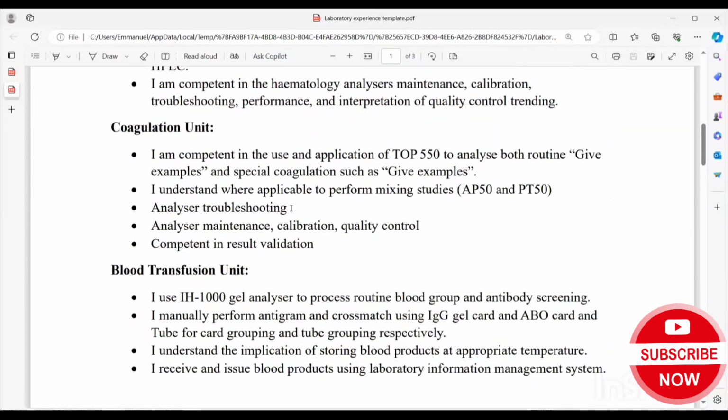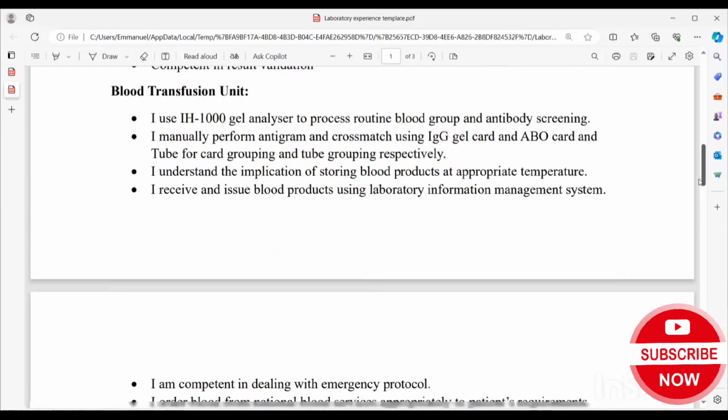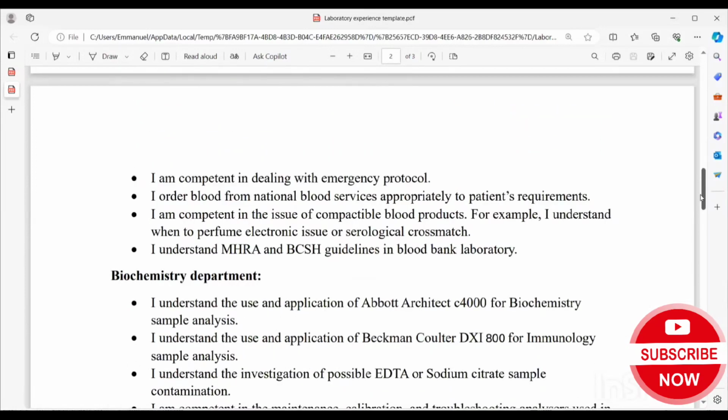So look at the coagulation again. You can mention the analyzer you've used, what you have used it to do, and give examples. Talk about the mixing study where appropriate. Sell yourself. Say many of these things. Now again, if you come to blood transfusion, the same thing. Mention the analyzer you've used. Mention what they are used for. Go as far as you can.